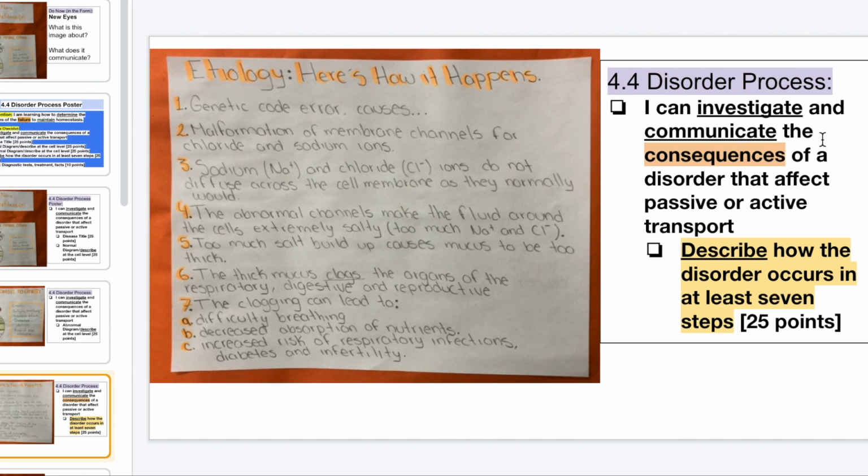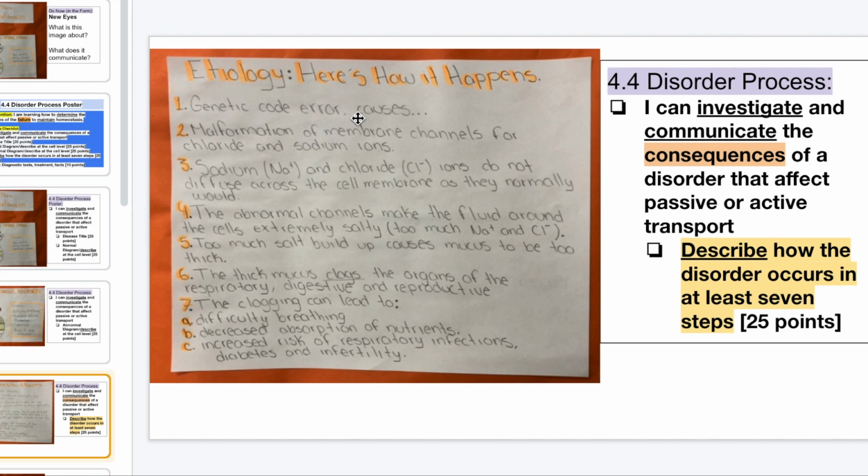Next, I can investigate and communicate the consequences. This is where it really focuses on the consequences of a disorder that affect passive or active transport. We're describing here how the disorder occurs in at least 7 steps. And this is worth 25 points. But as far as value for your life, this ability to break things down into steps is worth more than 25 points, believe me. Etiology, here's how it happens. Etiology is that consequence process. So that's why we titled it with that. But then in our own words, here's how it happens.